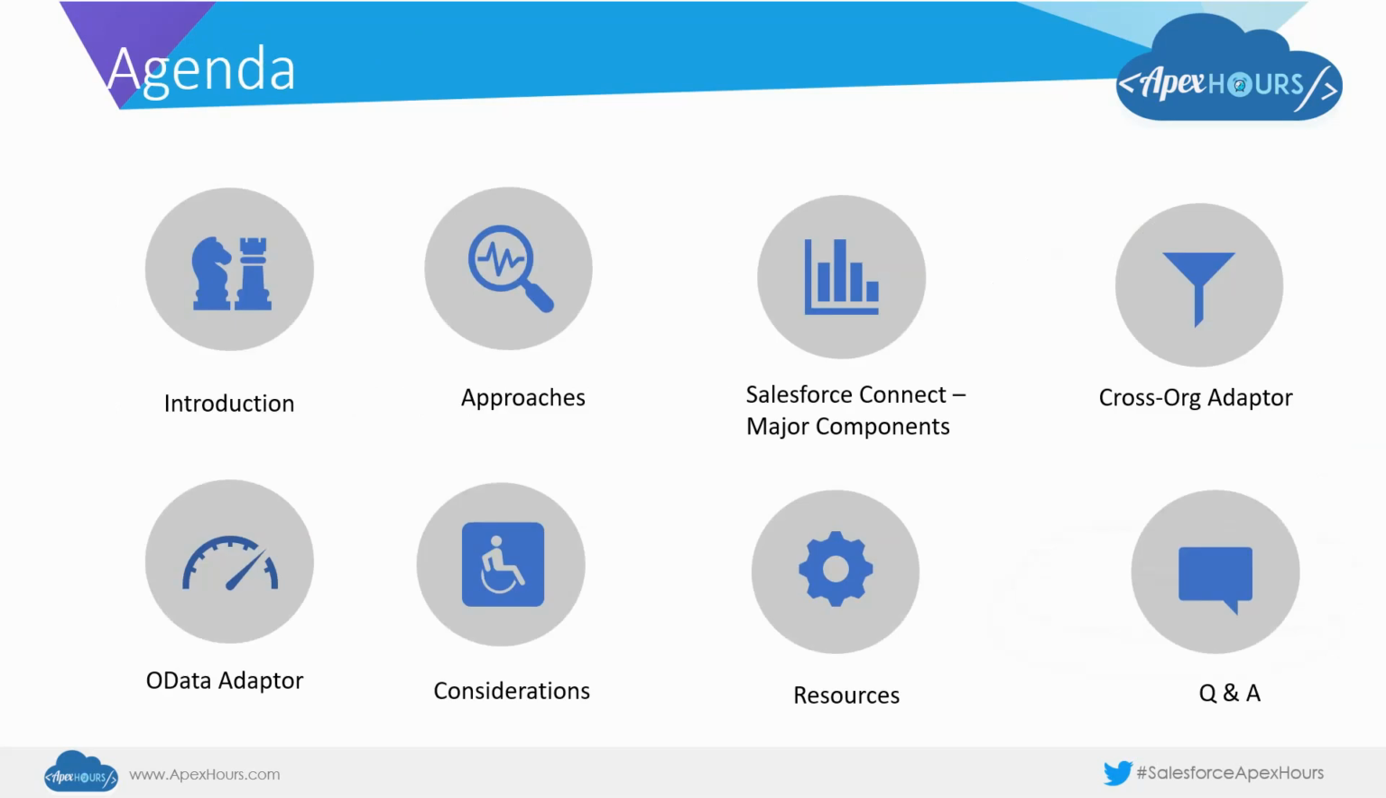And this is our agenda for today. We will see the details about what is Salesforce Connect, the different approaches available as part of Salesforce Connect. Then we will see the major components of Salesforce Connect. After that, we can see two major connectors available with Salesforce Connect. One is crosstalk adapter and one is OData adapter. Last, we will see the limitations that we need to consider before deciding Salesforce Connect as an integration solution.